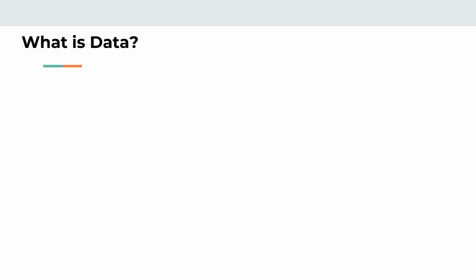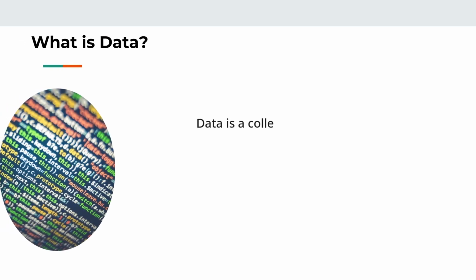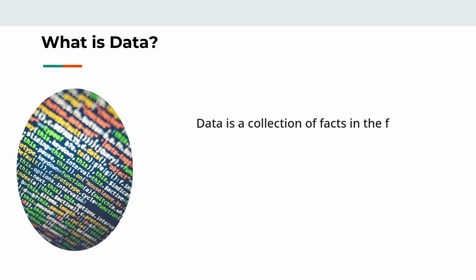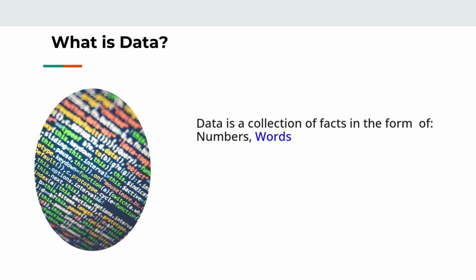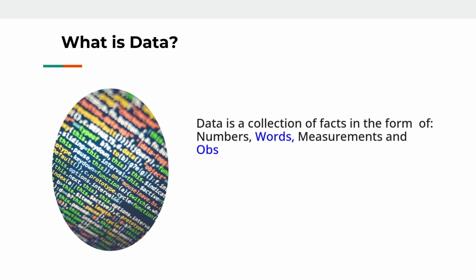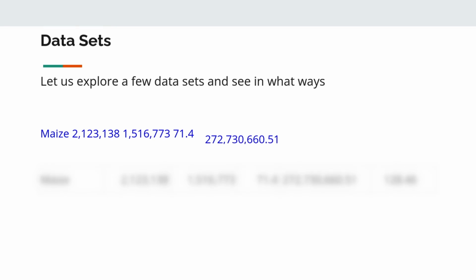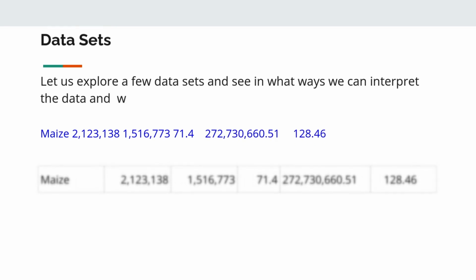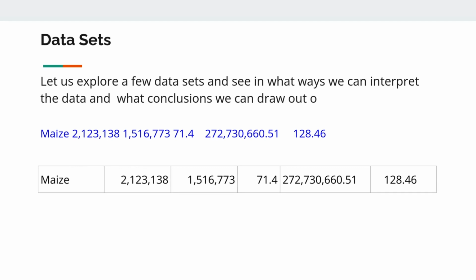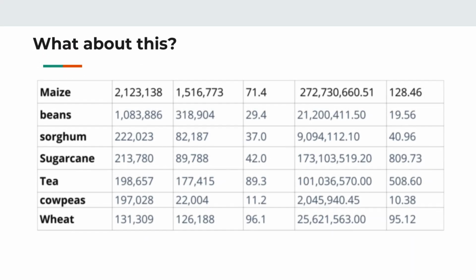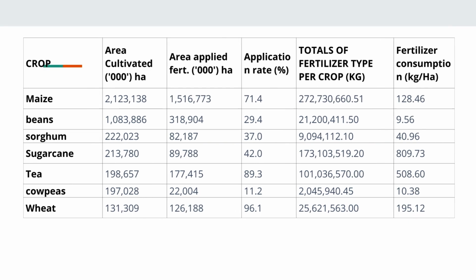What is data? In its simplest definition, data is a collection of facts in the form of either numbers, words, measurements, and/or observations. So let us explore a few data sets and see in what ways we can interpret the data and what conclusions you can draw from them. Take a look at this. How about this? What conclusions did you draw? Did you understand the data?